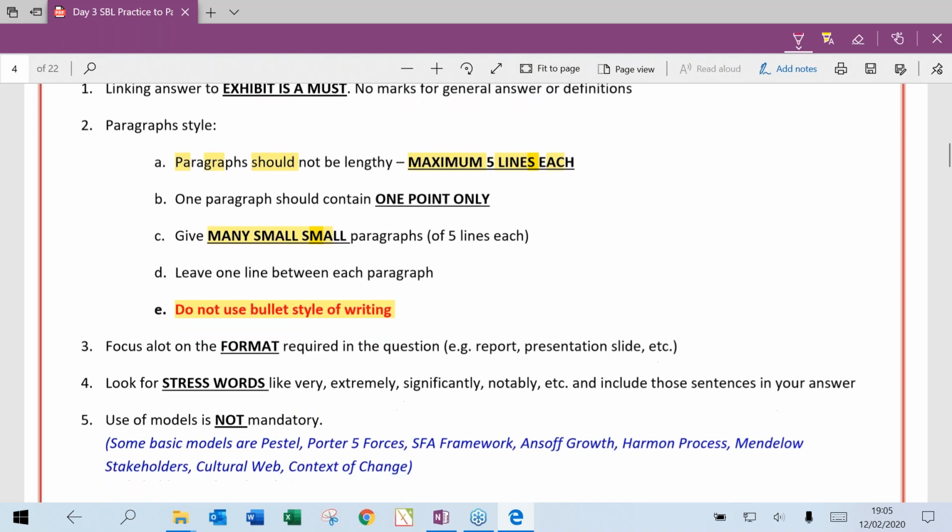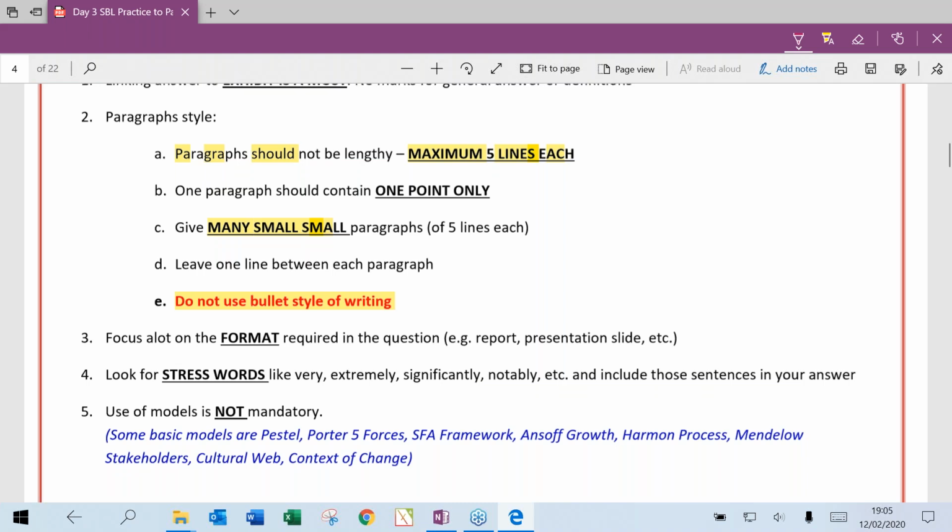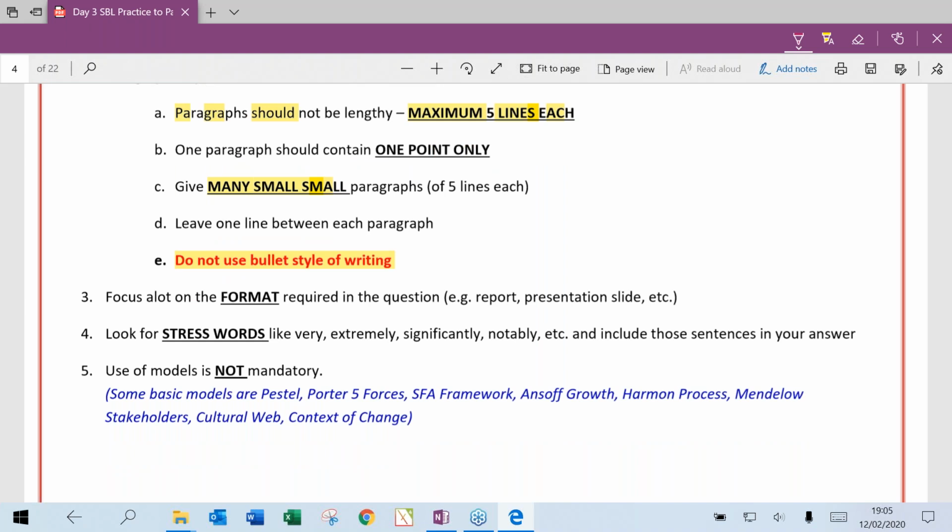And then the third point is we need to focus a lot on the format required in the question. Is it a report format, is it a presentation slide, is it a briefing note? I'm sure by now you realize the importance of format. So make sure whatever format is mentioned in the question, you have to religiously follow it in a very proper manner.